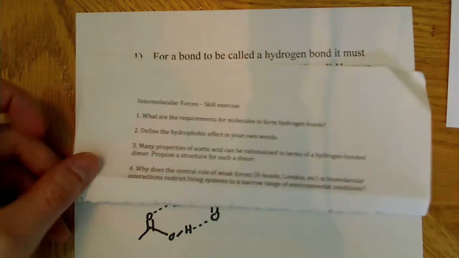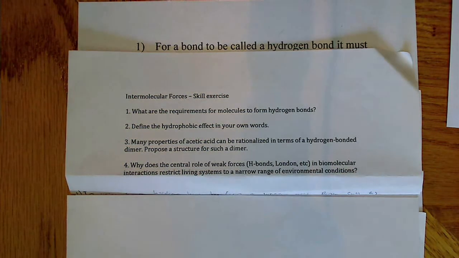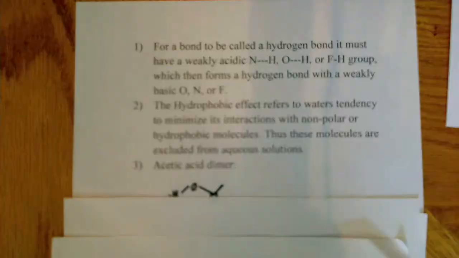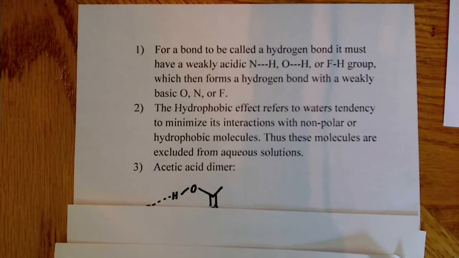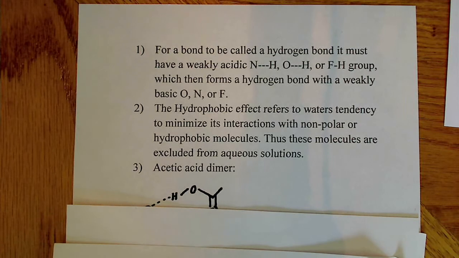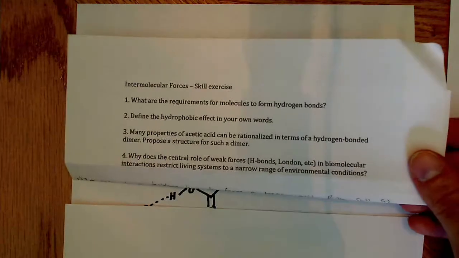So the first question I have here says, what are the requirements for molecules to form hydrogen bonds? For a bond to be called a hydrogen bond, it must have a weakly acidic N-H, O-H, or F-H, which then forms a hydrogen bond with a weakly basic O, N, or F. So, basic understanding of hydrogen bonding, nothing spectacular. I'm sure most people have encountered this in introductory chemistry classes.